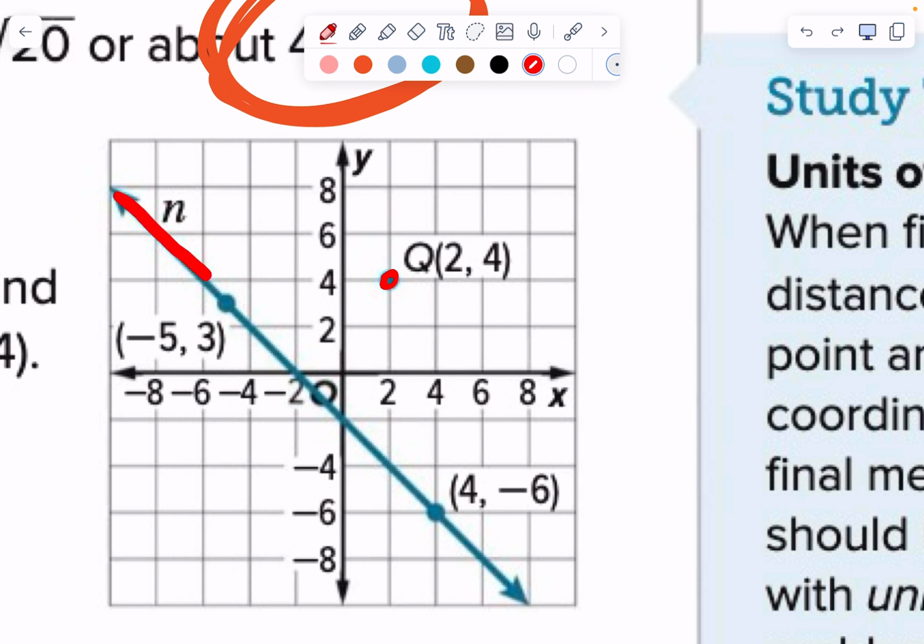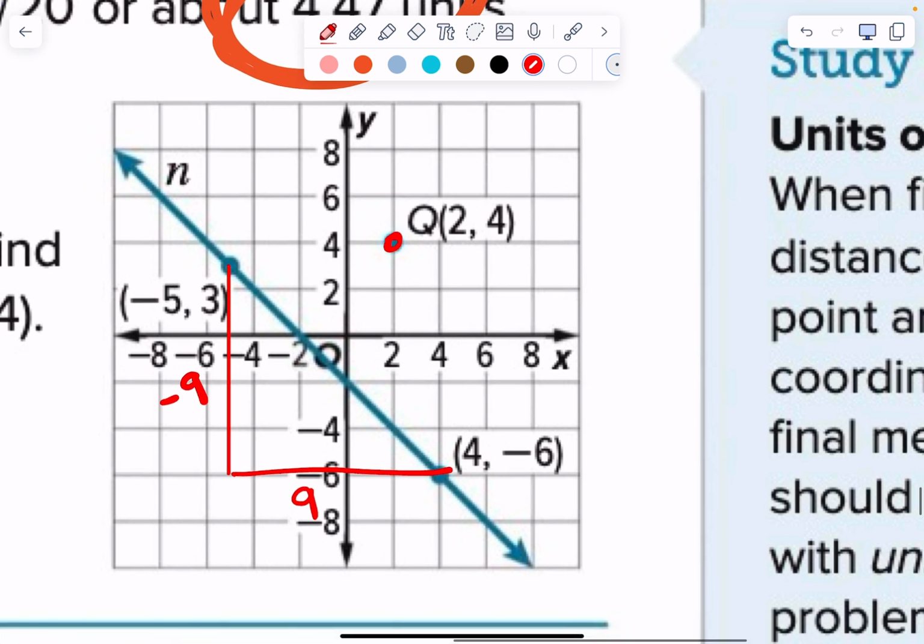I want to find the slope of this line, okay? But we're going by 2s. So we're going down 1, 2, 3, 4, 5, 6, 7, 8, 9. Down 9, over 9. Which is a slope of -1. So this guy's slope is -1.